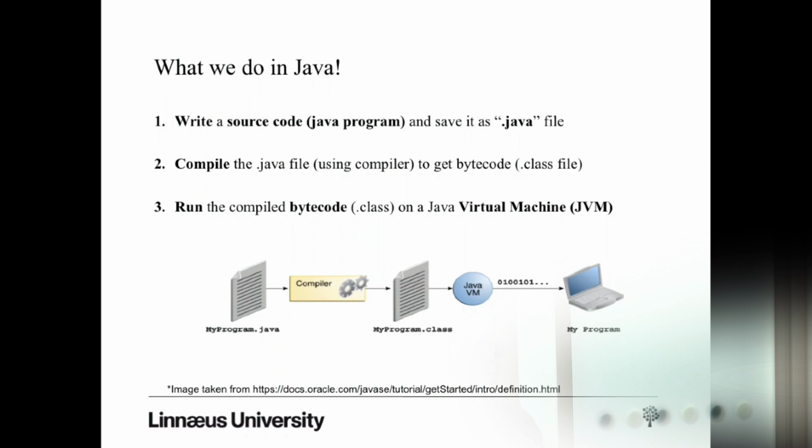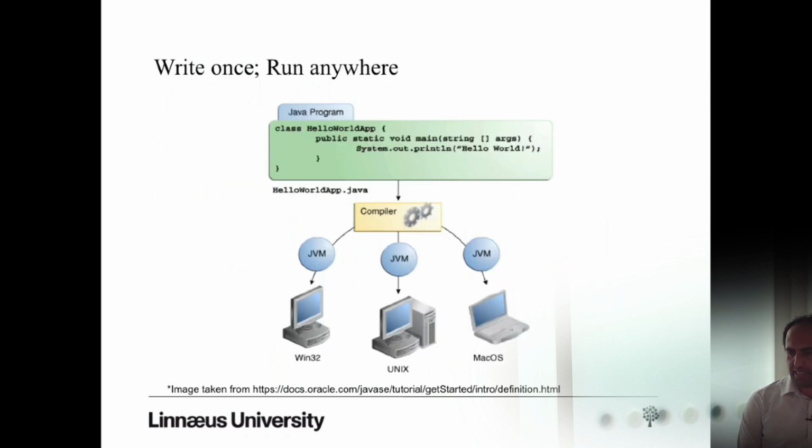Once you have the bytecode file, you can run it on any machine that has a Java Virtual Machine. And Java provides you with the Java Virtual Machine for all the different operating systems. So you can have a JVM for Windows, a JVM for Mac, and a JVM for other operating systems. Okay, so that's pretty simple.